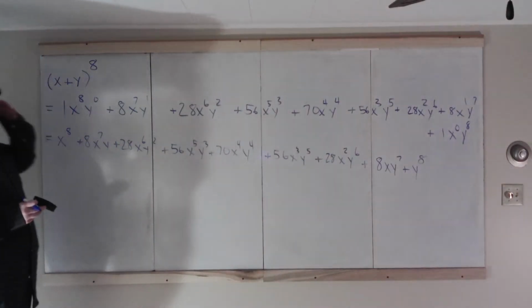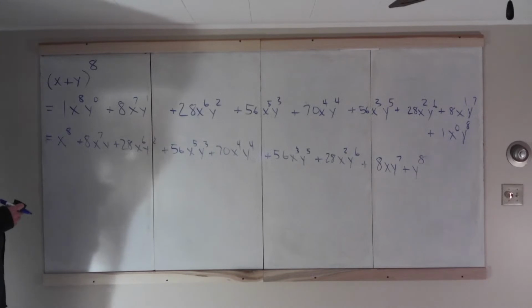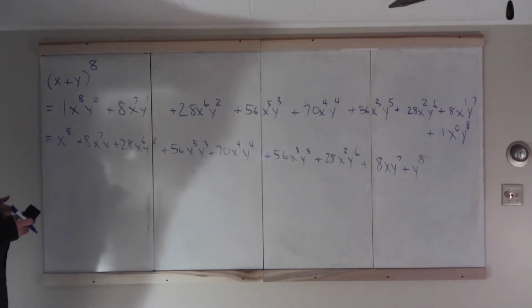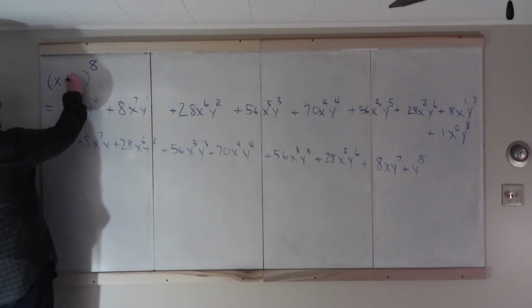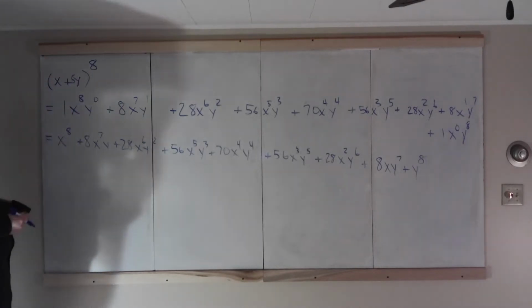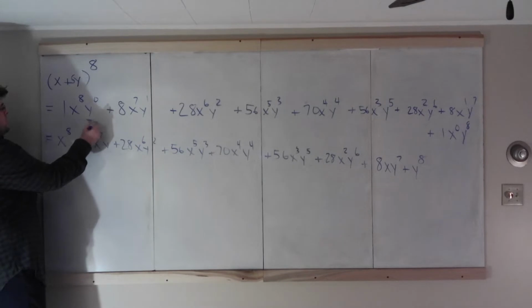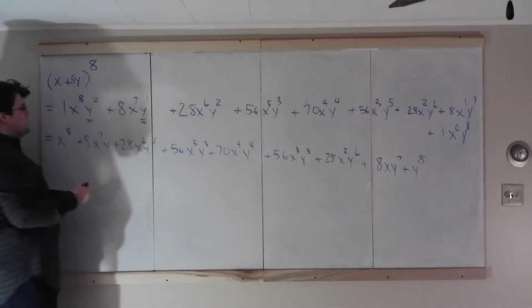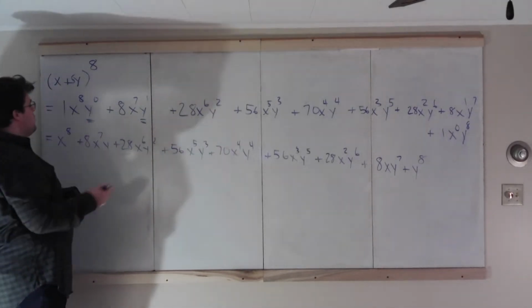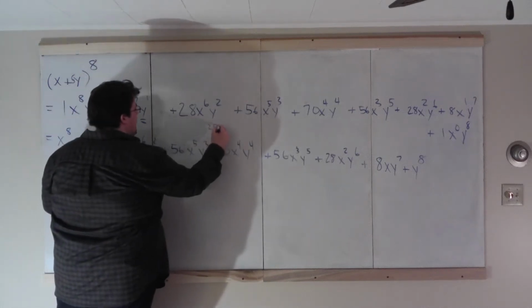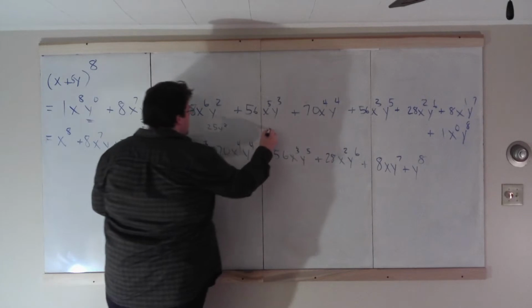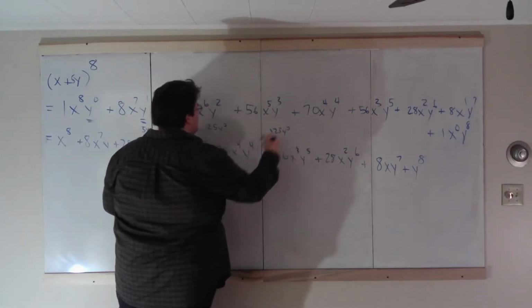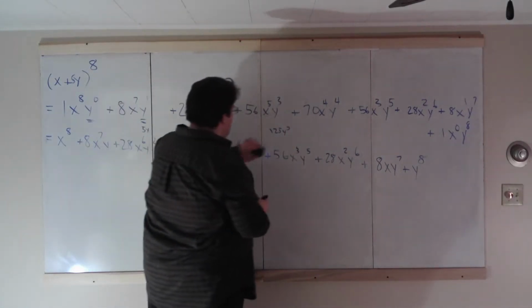So all of our examples have had just x plus y. If it were x plus 5y, every time you put a number of y's, you'd also have to put that number of 5's. So in this case, you'd have a 25y squared. In this case, you'd have a 5y. Here you'd have a 125y cubed, and so on.